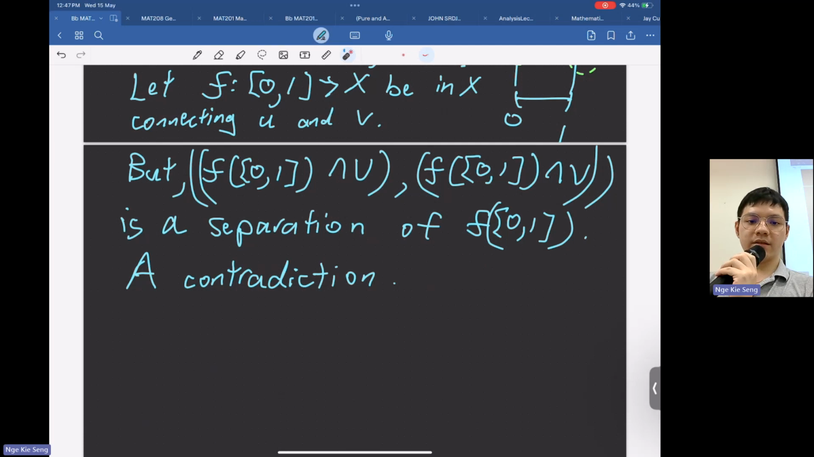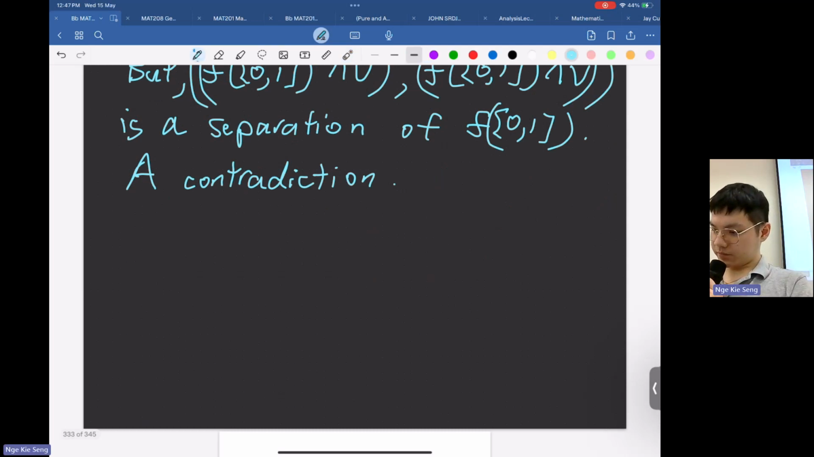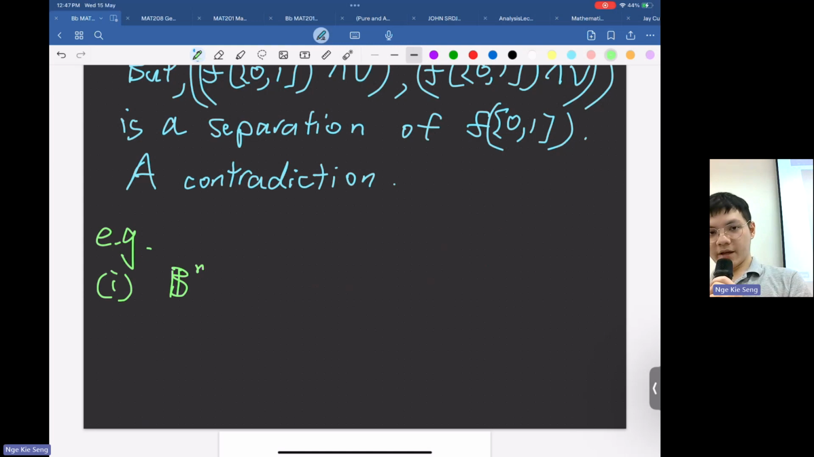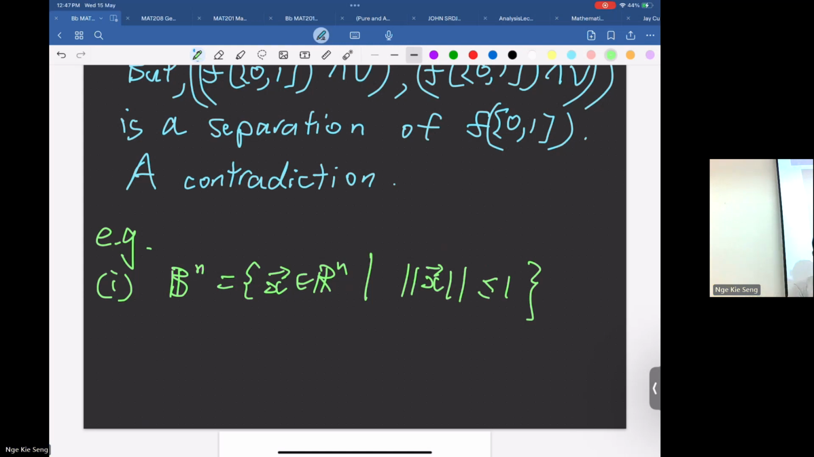Let's look at some examples. Okay, let's look at some examples here. So let's look at the unit ball Bn, all the points in Rn such that the length is less than or equal to 1. So is this space path connected or not? Yes. Okay, so if you say it is path connected, meaning for any 2 points, you need to generate a path for me. So what kind of path can you take here? Straight line path.